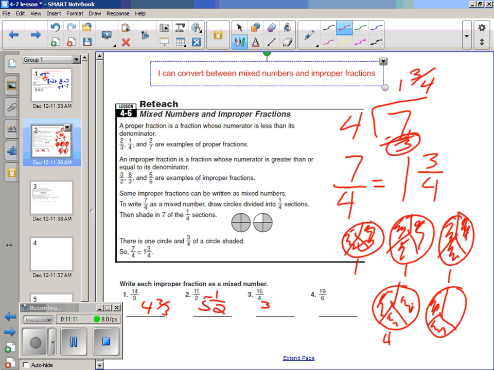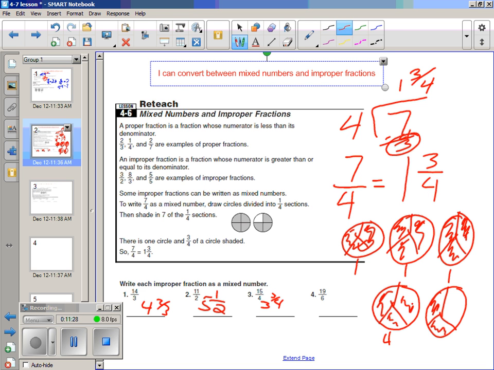3 groups of 4 out of 4. Doesn't that equal 12 fourths? How many fourths do we have left? If we took out 12 fourths from 15 fourths, wouldn't we have 3?